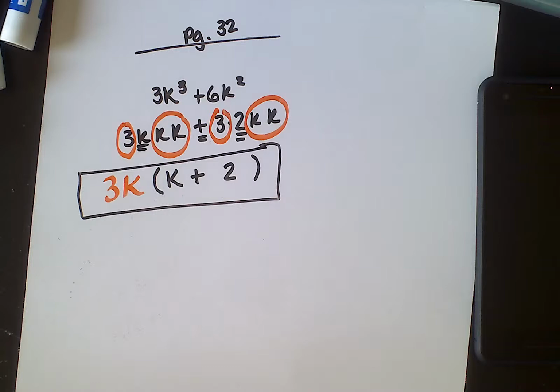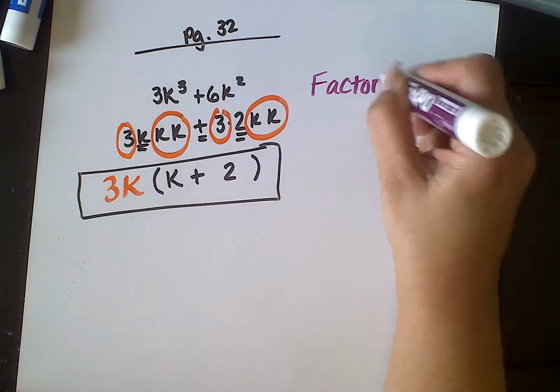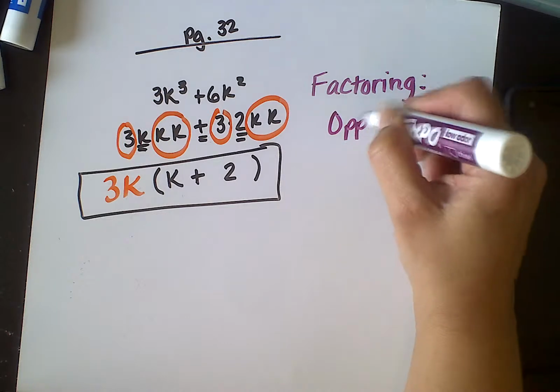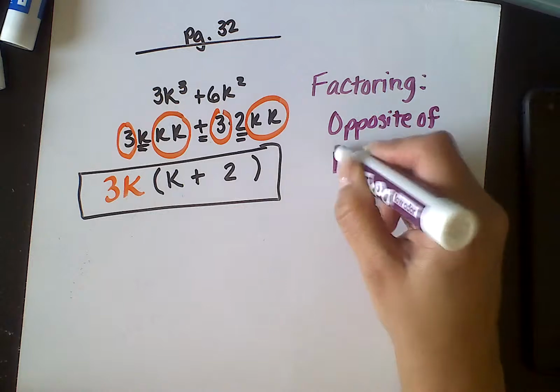Now, if I wanted to triple check, I could simply go back, because remember, factoring is the opposite of distribution.